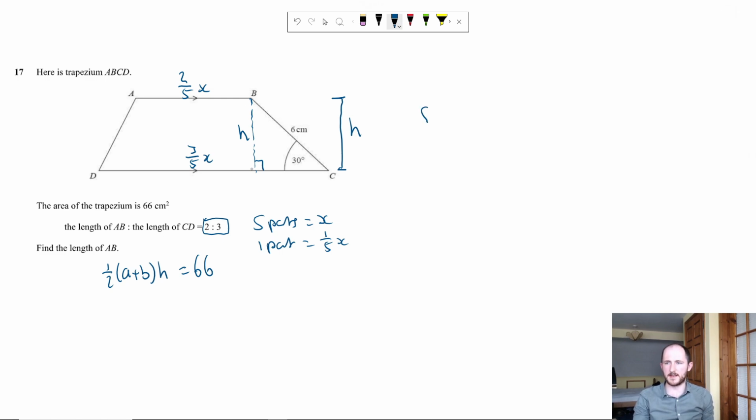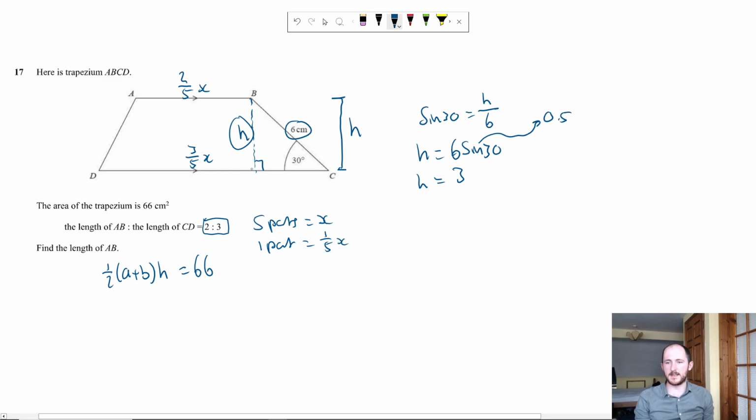So this tells me that sine theta, that's my opposite side, equals h over the hypotenuse 6. So h is equal to 6 sine 30. And what is sine 30 again? It's a half, so h is equal to 3. So now I can sub all of this into my equation and hopefully have a decent time.